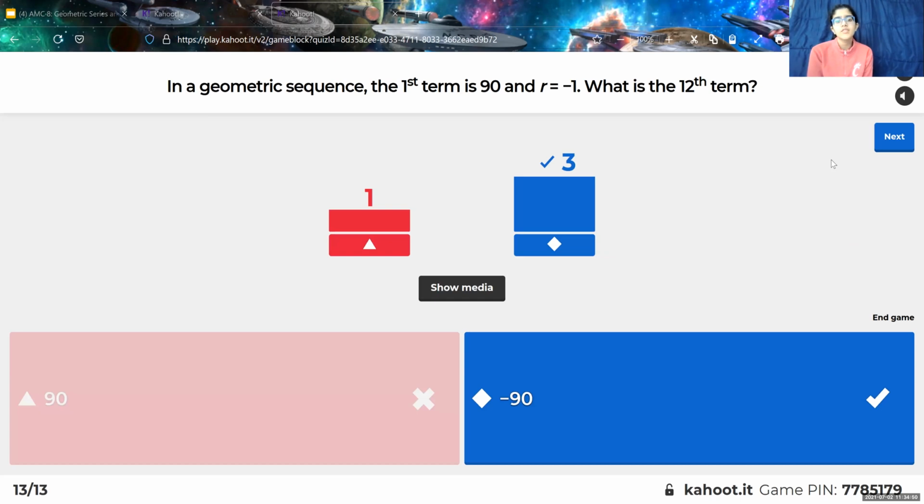So remember, 12 minus 1 would be equal to 11. So that means you do -1 to the power of 11. That would be -1. -1 times 90 would be equal to -90. So that means our answer is -90.